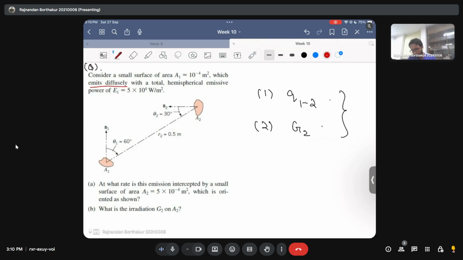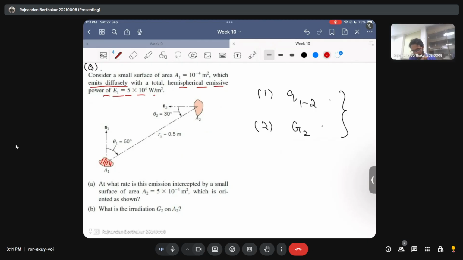So what this question is stating is that you have a small patch of area denoted by dA1, as you can see from your screen. Okay, this is emitting diffusively, or you can say that this is a diffuse body. And recall that the meaning of diffuse body is the fact that your radiation properties are independent of direction. This is something that you can infer. And it says that it emits diffusively with a total hemispherical emissive power of E1 equal to 5 into 10 to the power 4 watt per meter square.